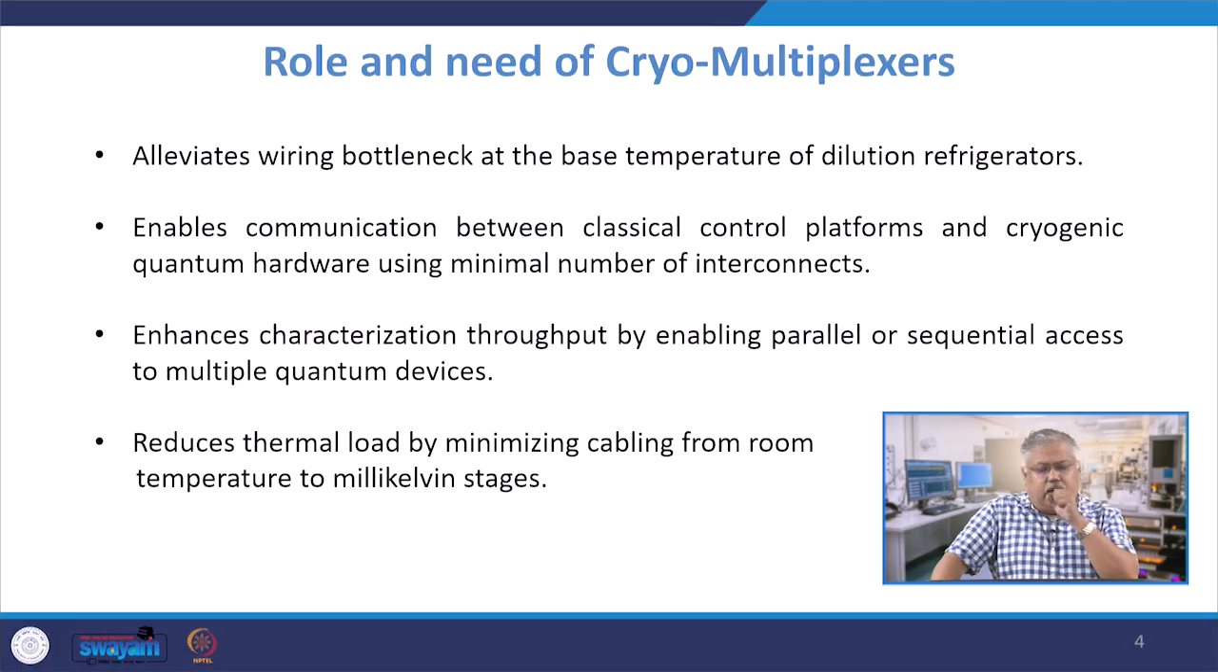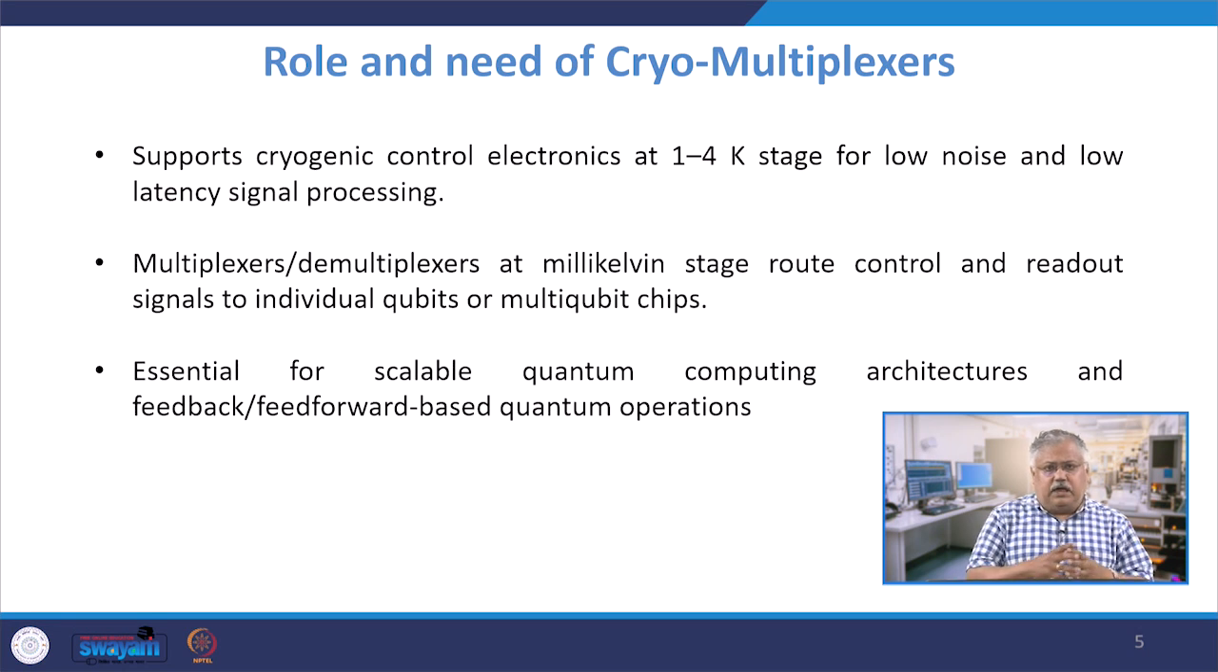That adds to the thermal load, right. So that is the reason multiplexers are important, especially in the cryogenic domain. It reduces the thermal load, and very understandably so, because your cabling cost reduces, your cabling complexity reduces, and you actually work at very, very low thermal budgets and thermal loads in the case of cryo multiplexers. Multiplexers do support cryogenic electronics at 1 to 4 Kelvin, and we have very low noise, right.